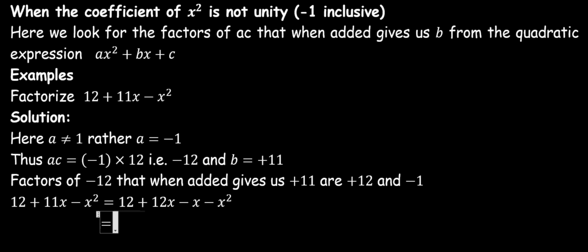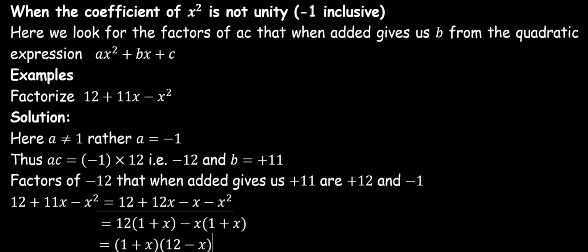Next, we can now factor out 12 from the first items, and that will be 12 into bracket open 1 plus s. Then we factor out minus s in the last two items, and when we do that, we will be left with minus s into bracket open 1 plus s. Now 1 plus s is common to both sides, so we factor it out, 1 plus s, and we are left with 12 minus s. That is how far we are expected to go.